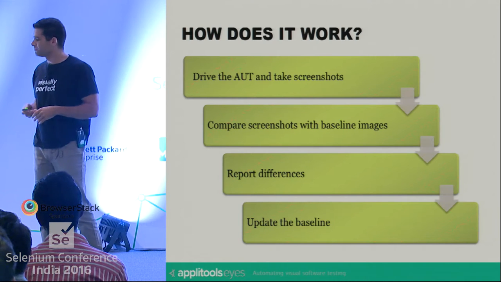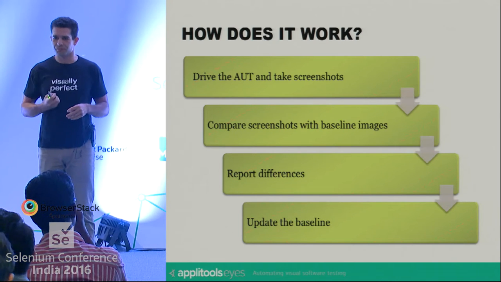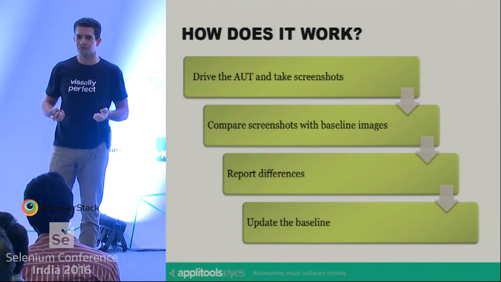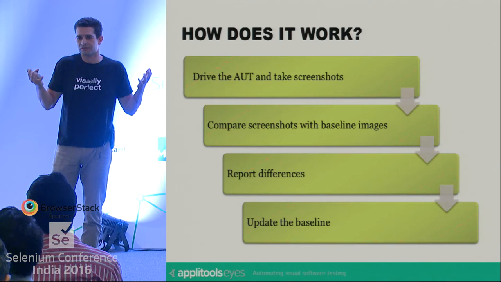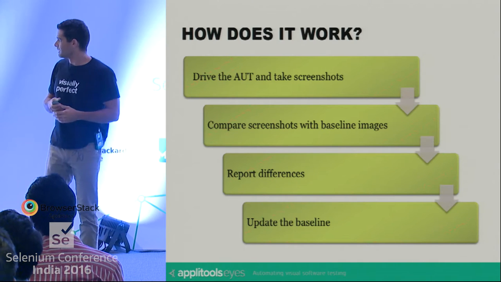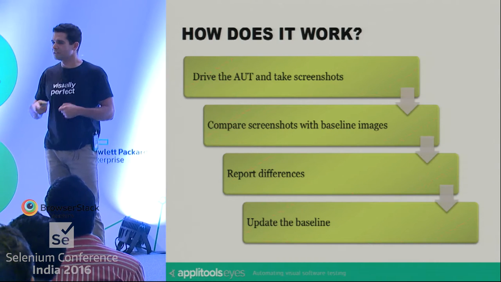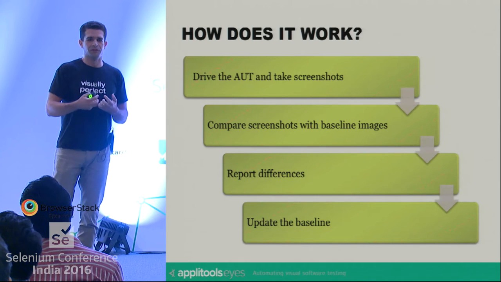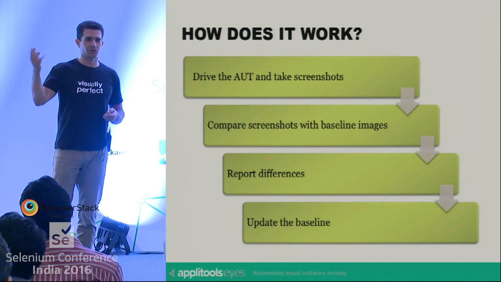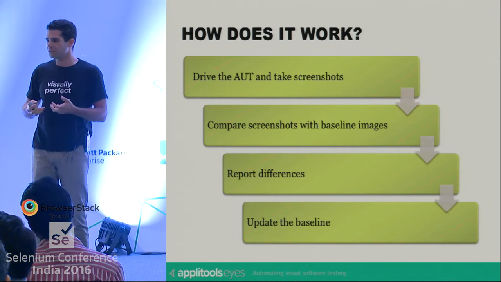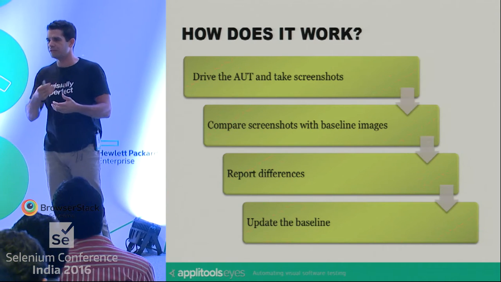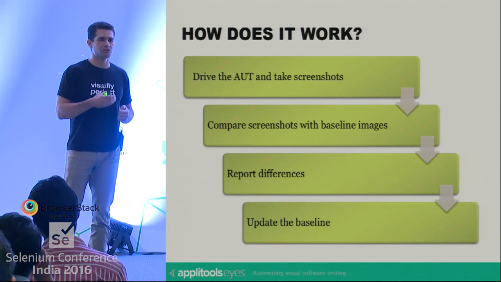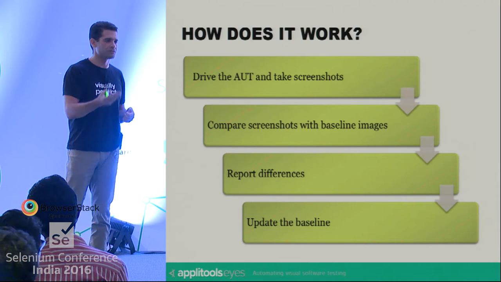In the third step, the tool takes the results of these comparisons, takes the screenshots and the baseline images, and generates a report, which includes all the differences that were found, if any. And in the fourth step, a human tester has to look at the report and decide for each change whether it is a bug, in which case he opens a bug, or if it is a valid change because he just added a feature or fixed a bug or something, then he simply approves the new screenshots so they would be used as baseline images for subsequent runs.